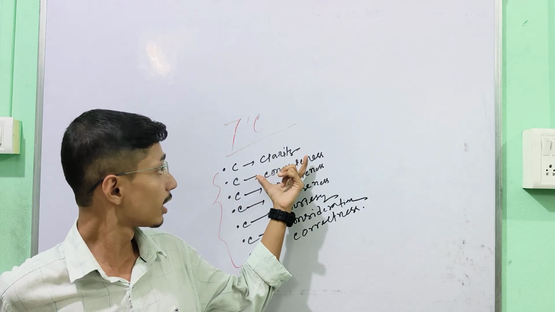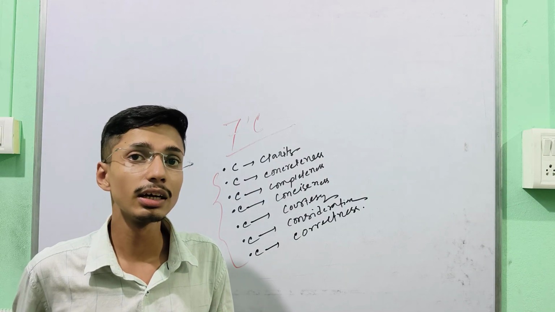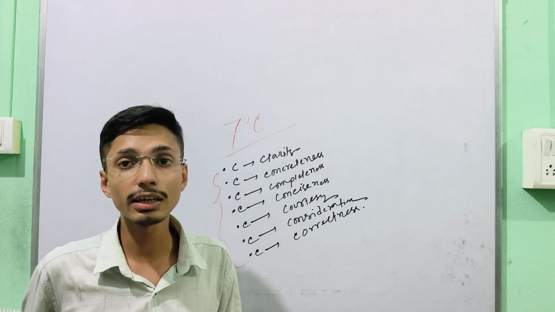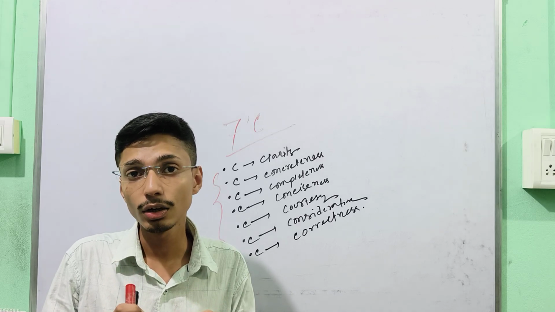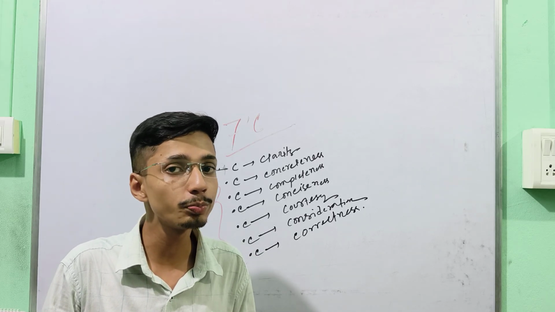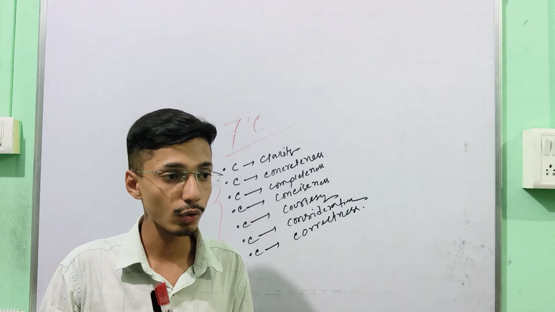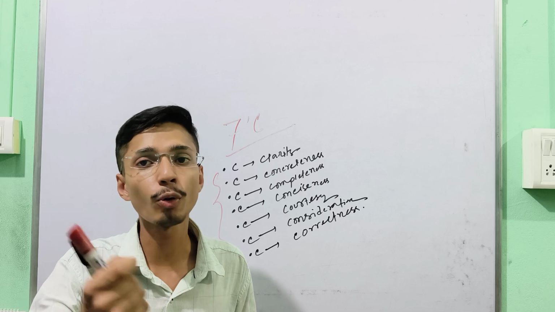Second C is concreteness. What does concreteness mean? Concreteness means something which we communicate should be specific. What does specific mean? Specific means something which we express to the point.